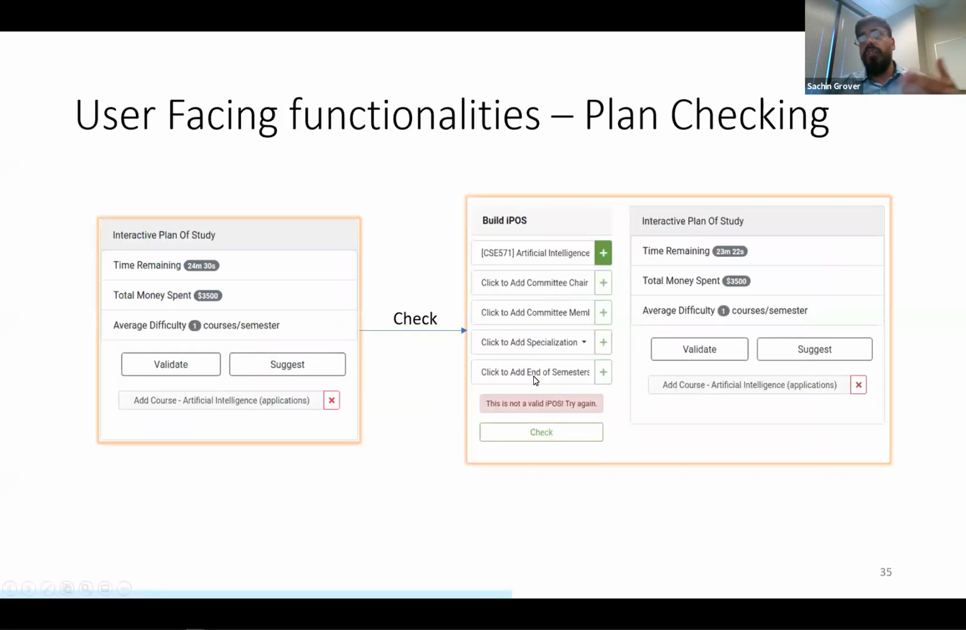First, I'll walk you through those user-facing functionalities, which first was plan checking. Plan checking was that given a plan that the student had constructed, it would click the check button, and it would check whether the plan that the student had constructed would lead to their graduation or not. In this case, since they only had one action, the system would tell that this hypothesis is not valid. However, it would not give any feedback as to what was wrong with it.